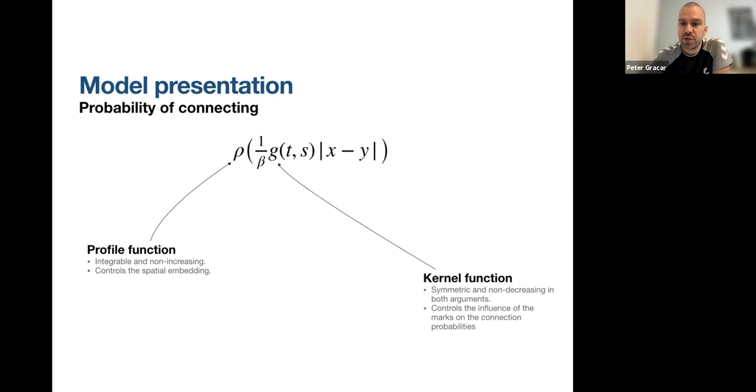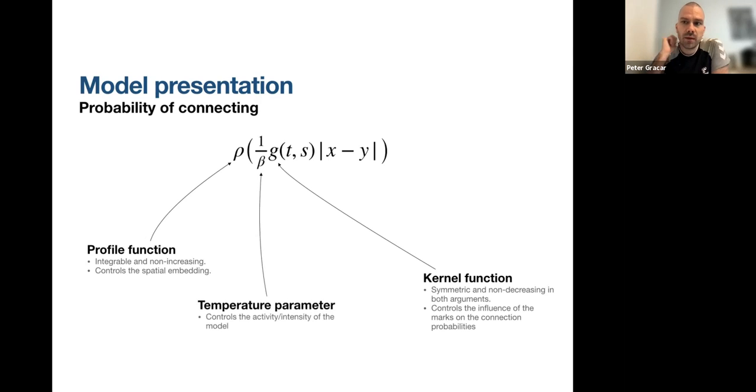Next, we have the function g, the kernel function, which we require to be symmetric and non-decreasing in both arguments. This is the function that basically controls what influence the marks of the vertices have on the connection probability. I should mention here, we want this function to be non-decreasing because we treat marks close to 0 as being powerful marks and marks close to 1 as weak marks. This comes from how these models were built historically.